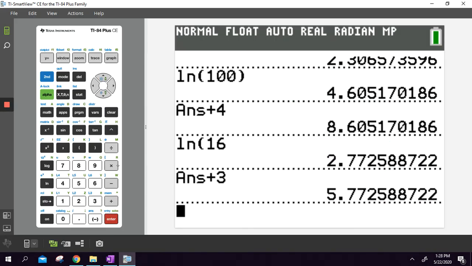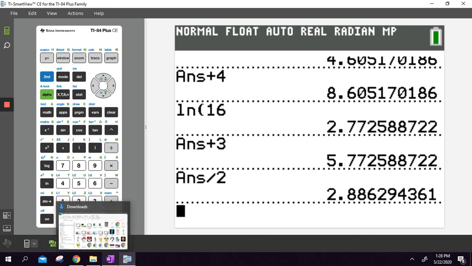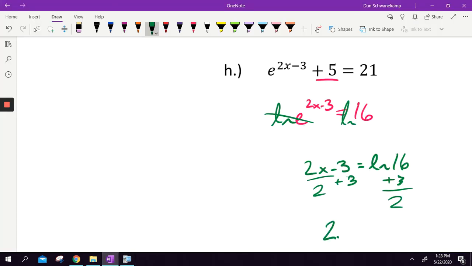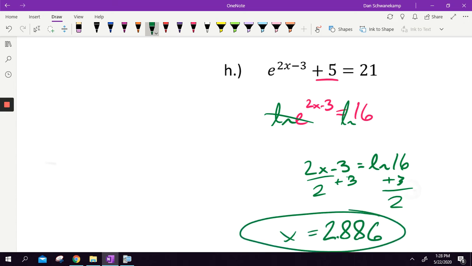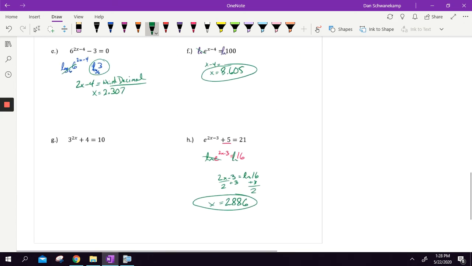Notice that I'm hitting enter in between each step. Divided by 2, hit enter, 2.886. That is what x is going to be. Make sure you're taking that off piece by piece. Otherwise, you're not following order of operations.